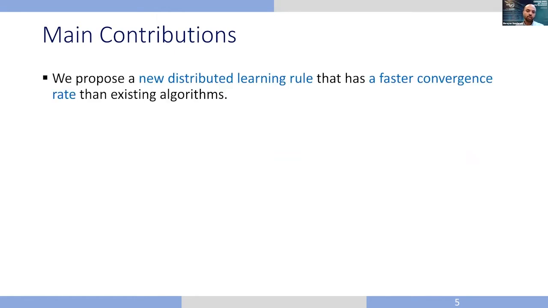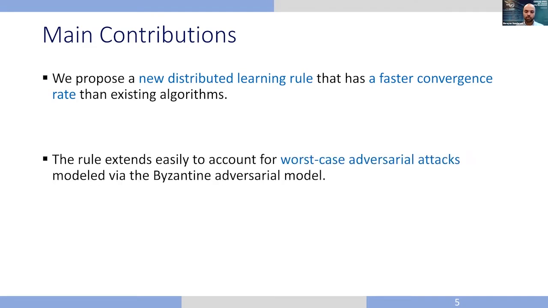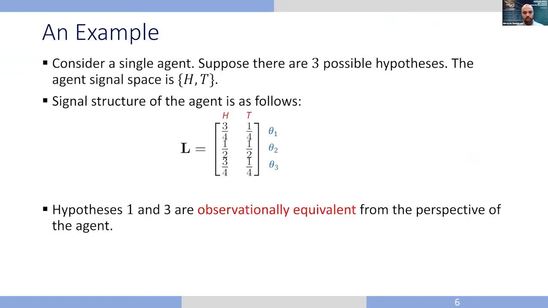The contributions that we've made in the group over the past couple of years are distributed learning rules that guarantee learning and work faster than existing algorithms. These are best-in-class algorithms, and they also have the benefit of being robust, or can be made robust, to these kinds of adversarial attacks that are modeled via the typical Byzantine models. Let me give you an overview of how these algorithms work. It turns out they also have the benefit of being almost embarrassingly simple.